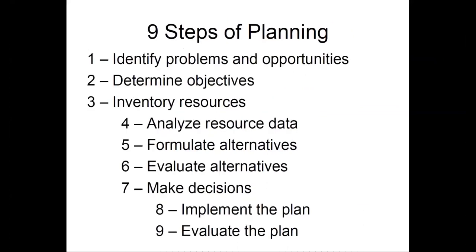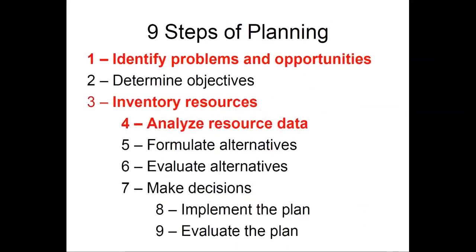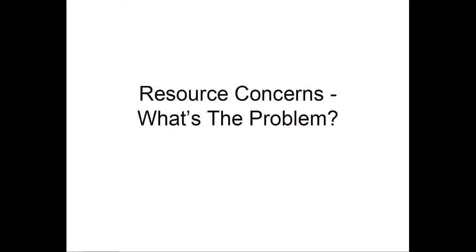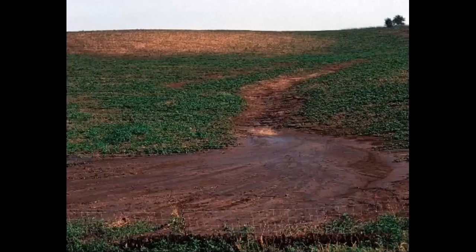We're looking at the 9 steps of conservation planning, and these are the steps that we're focusing on with this particular presentation: identify problems and opportunities, inventory resources, and analyze resource data. So, for resource concerns, what's the problem? I'm going to wing through a couple of pictures here quickly, showing you some problems. This could be soil erosion, could be manure. This could be a big problem.